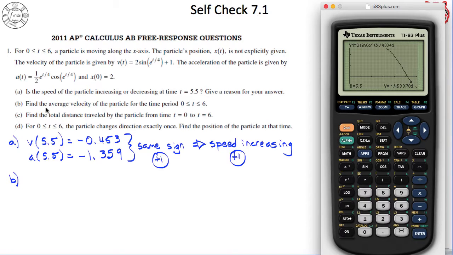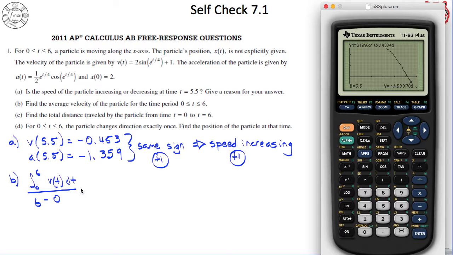All right, for B, find the average velocity. Average velocity, you guys remember how to do that? Average velocity is your total displacement. So what is total displacement? Let me get this set up first. You take the integral between 0 and 6 of velocity dt, and I divide my total displacement by 6 minus 0, by the time interval. So it's total displacement divided by the total time interval.